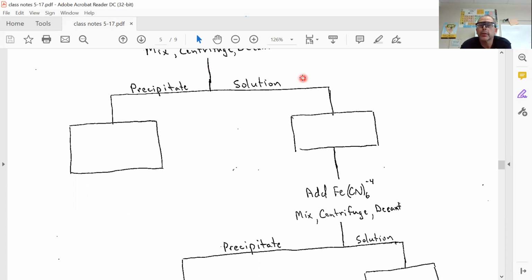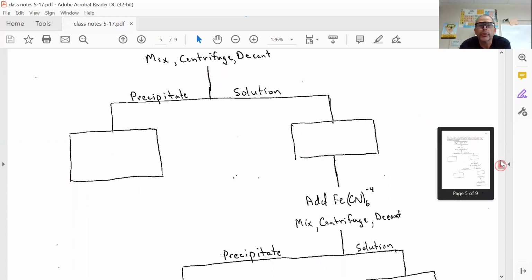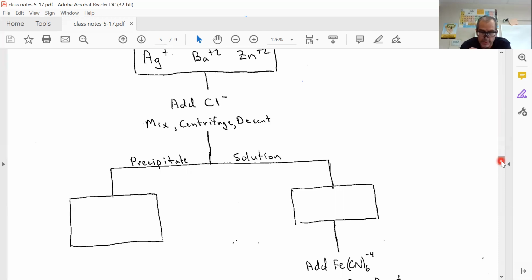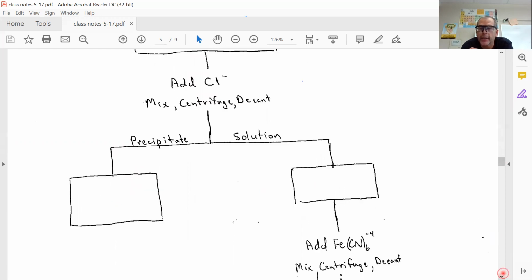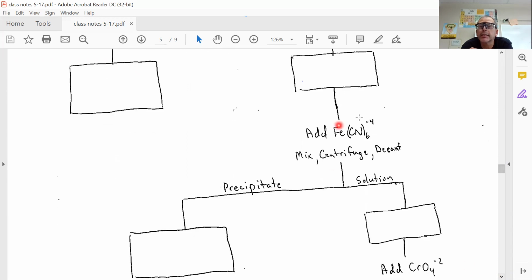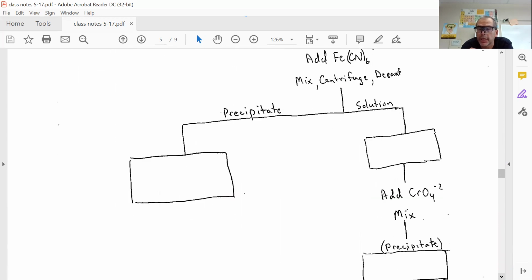So going through this, you add the Cl minus. The first precipitate you got was a white silver precipitate. Ba and Zn remained in solution. Then you added this FeCN6, and the precipitate was the zinc with that. The Ba remained in solution, and then you added CrO4 minus 2, and the Ba formed a precipitate right here. So you're able to sequentially take one thing and get each different precipitate and separate that out.